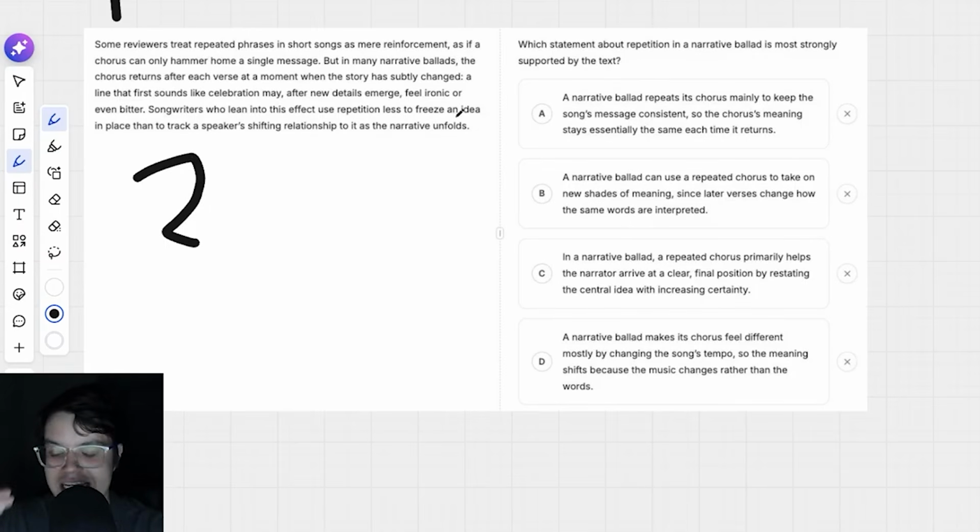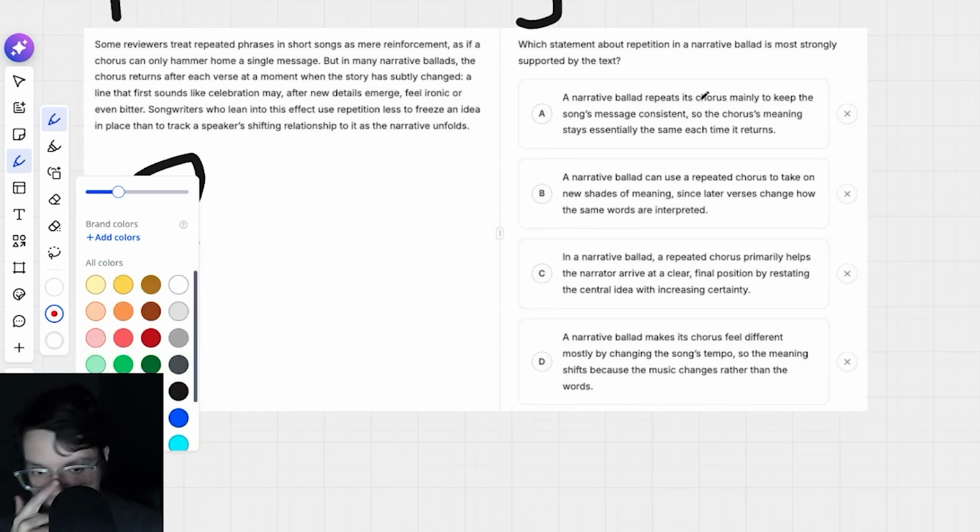I'm probably assuming it's going to say something along the lines of choruses can change their meaning as you go through a song. It can have different meanings as you go through each individual verse. That's the truth about it. It's not just a core idea that stays the same the whole time. That's my prediction. Now we look at this and let's do the process of elimination again.